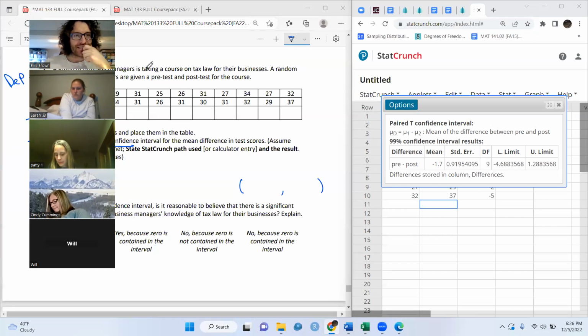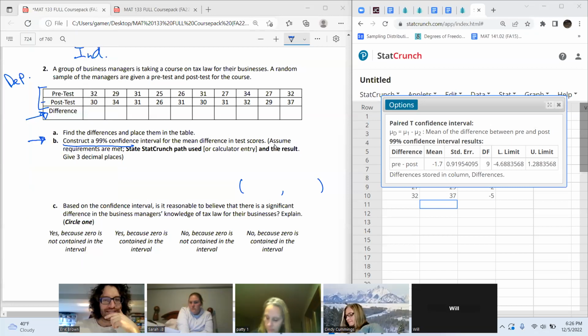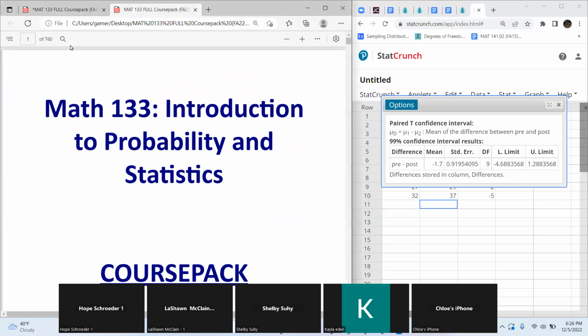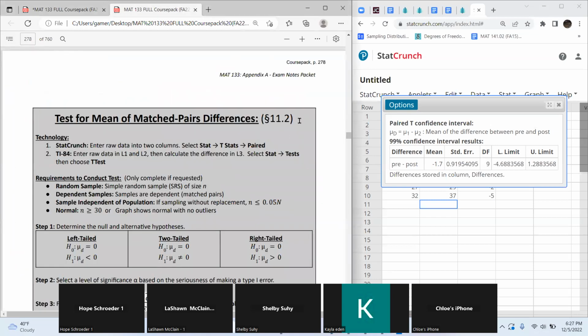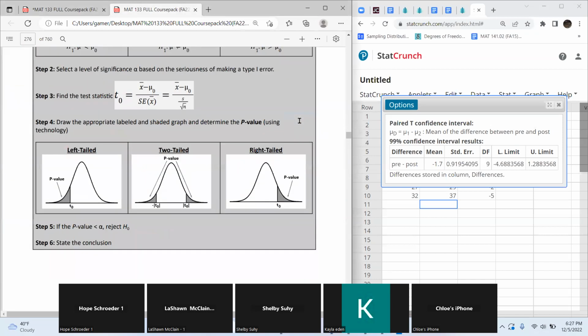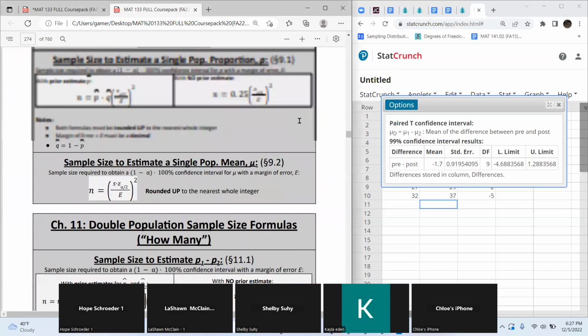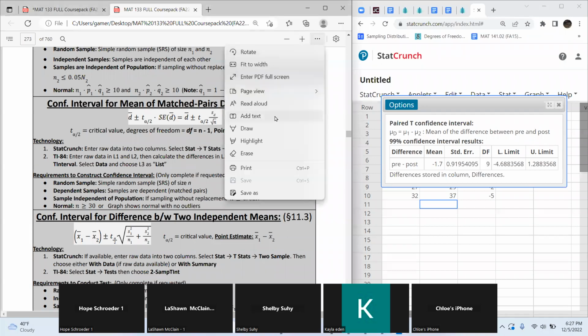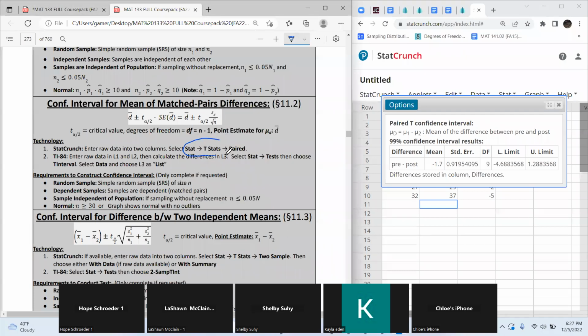Shall we chat? Did we feel good? This says state the StatCrunch path used and the result. I'm not super worried about the path. This is 278. Hey, that's good. Nope, it's not 278. If you want to know the path used, of course, you could check the confidence intervals for matched pairs differences, and here's your path. This is what that's referring to.